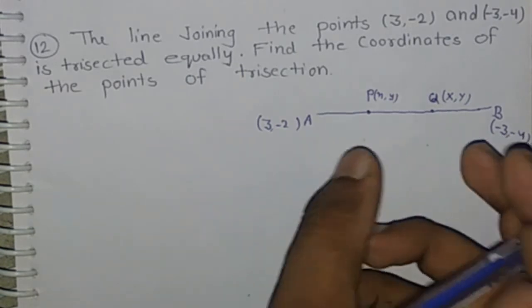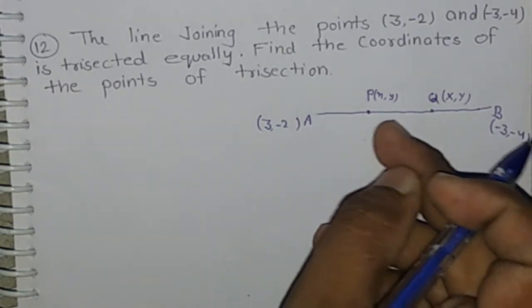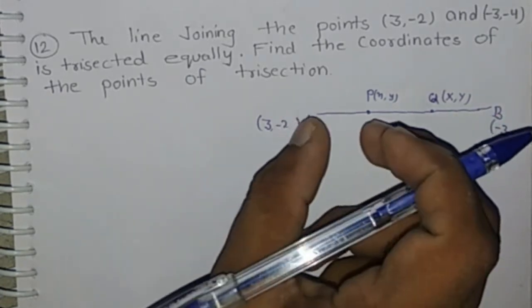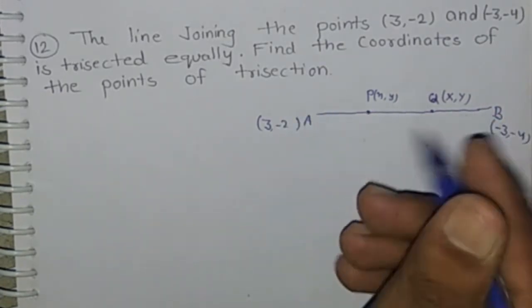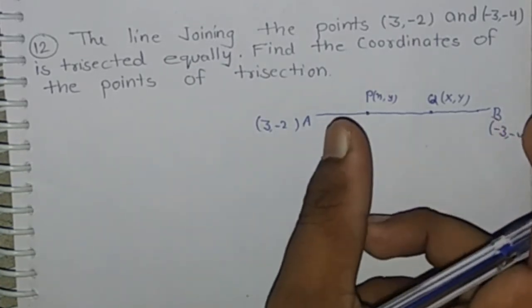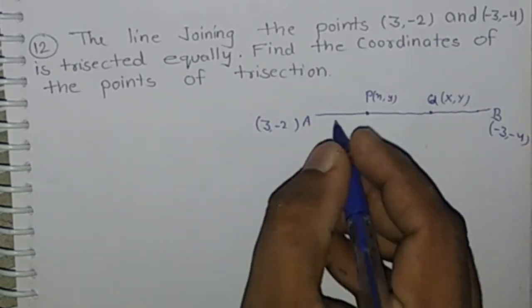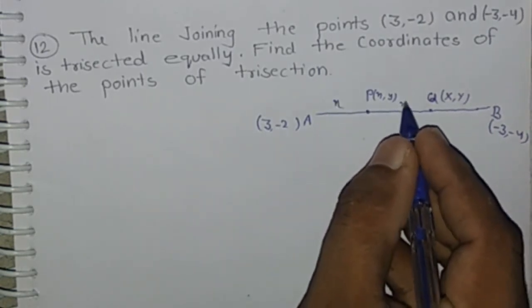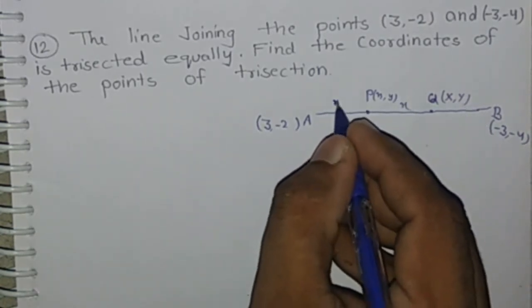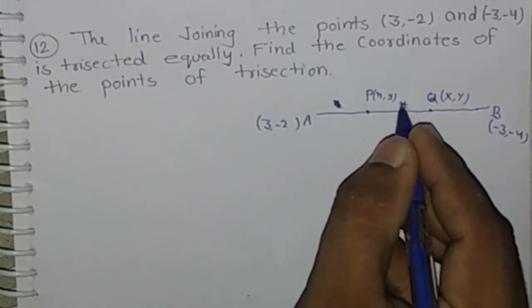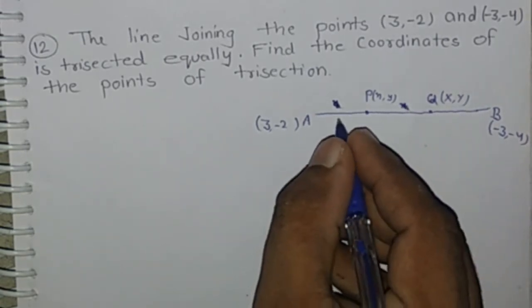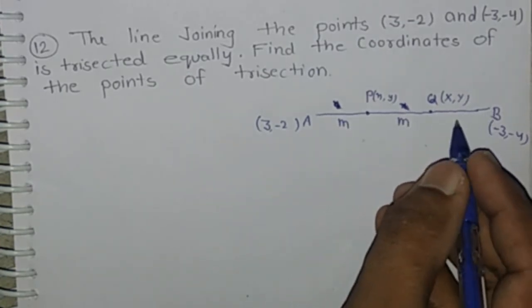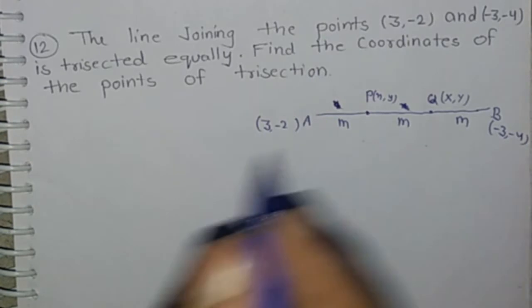Now, if these points divide the line segment AB in 3 equal parts, then if AP is M, then PQ is also M and QB is M.